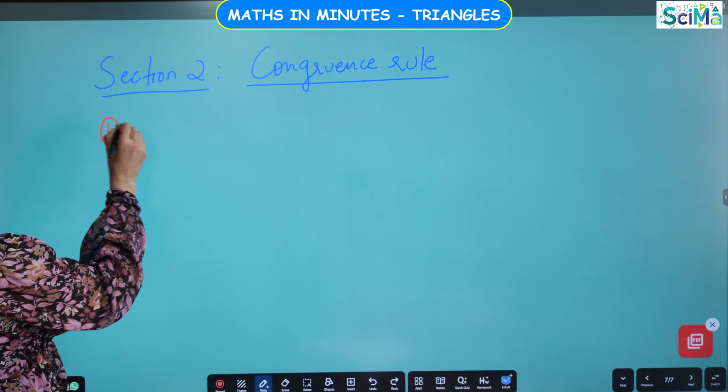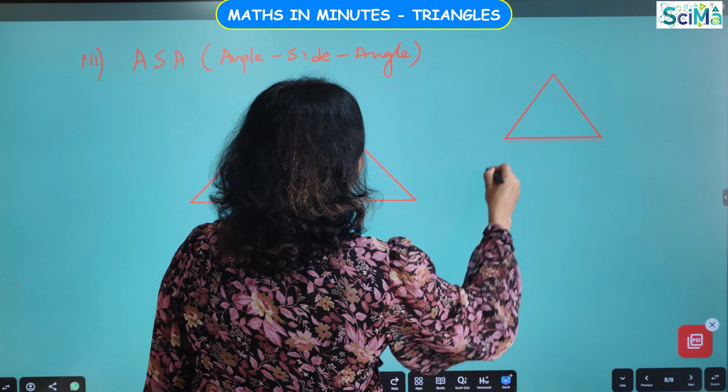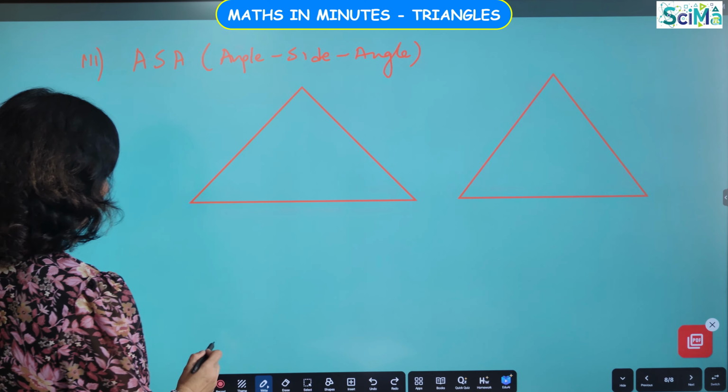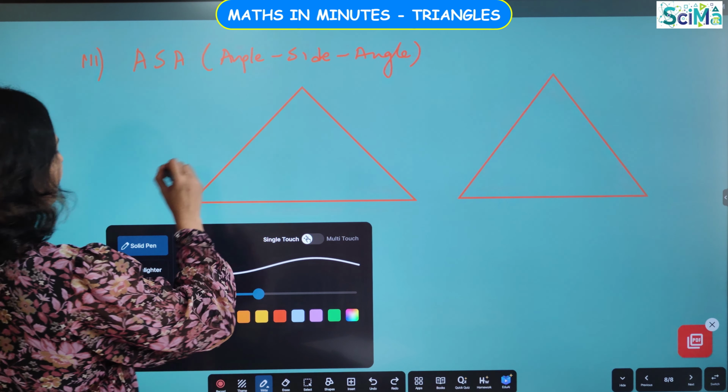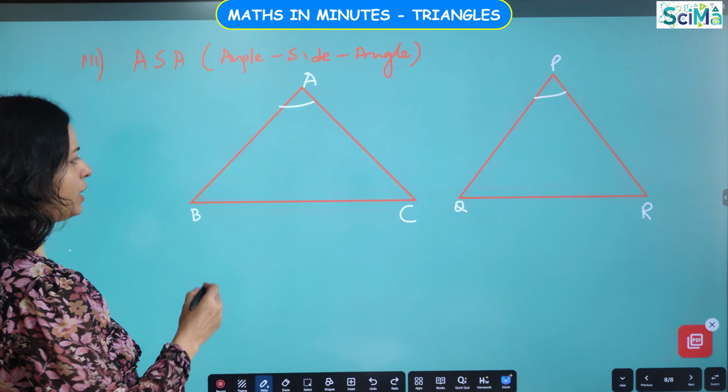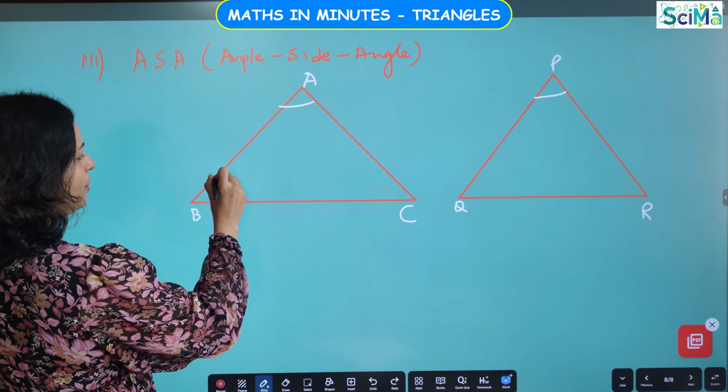Third rule is ASA, that is angle, side, angle. Here one triangle, another triangle, we name it quickly ABC, this is PQR. Okay, so here angle A equal to angle P of the triangle, here angle B equal to corresponding angle Q of the triangle, and the included sides are equal.